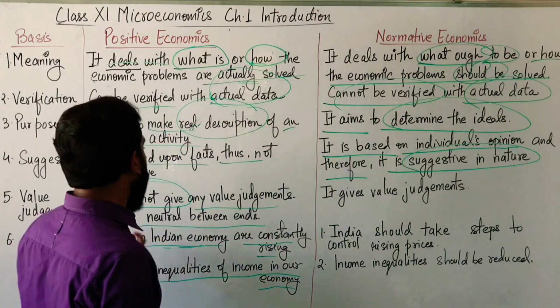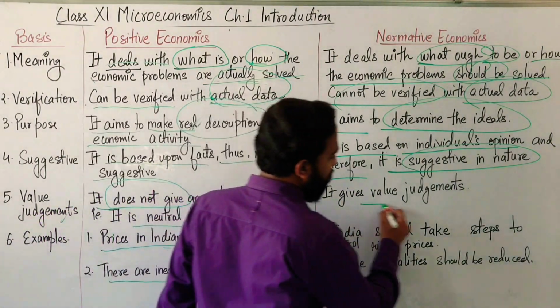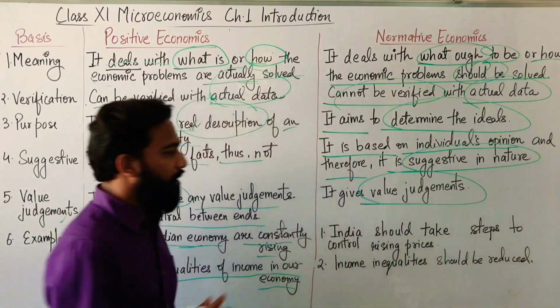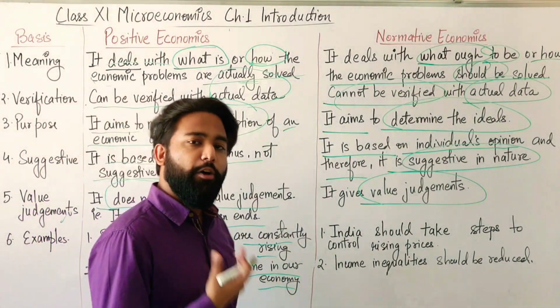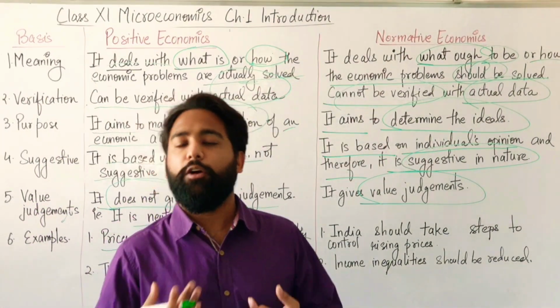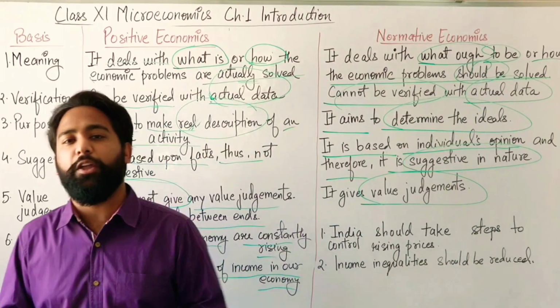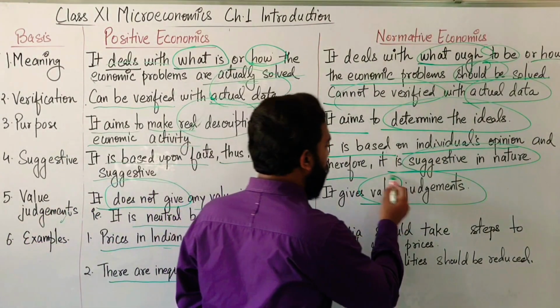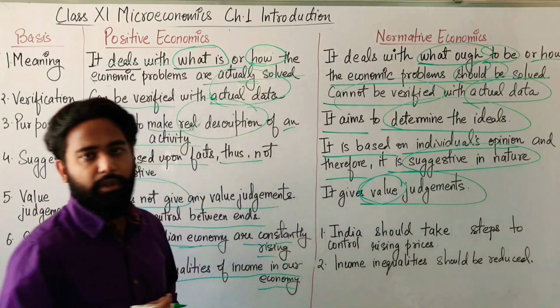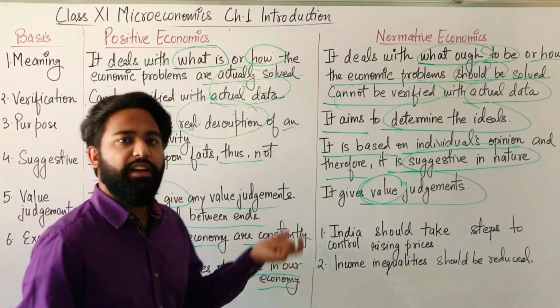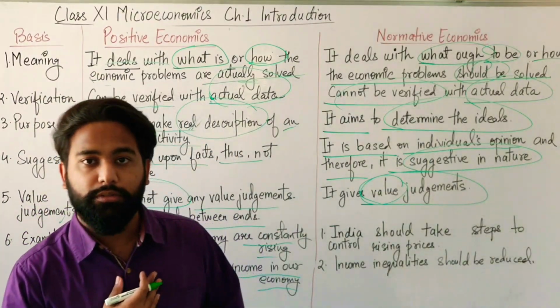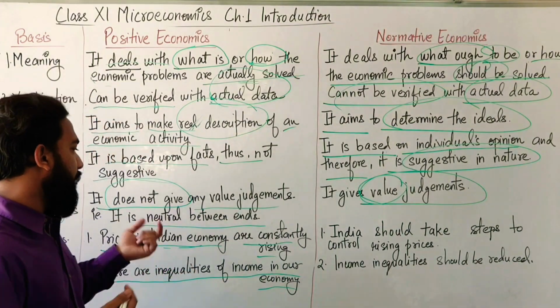Now, is there any value judgment? Yes, it gives value judgment. It gives judgment according to my mind, according to my thinking, according to my opinion. So, the values are affected here. The judgment which I will give will be according to my values. Is that clear? Now, examples.